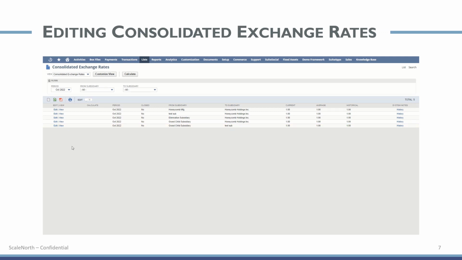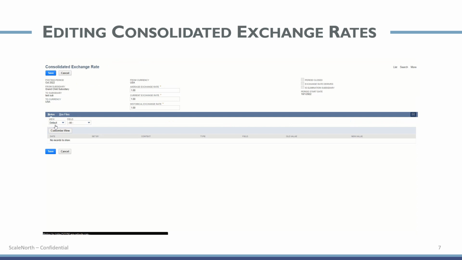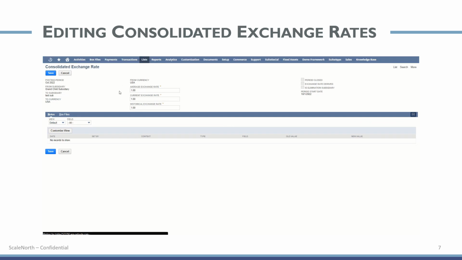To edit your consolidated exchange rates, you can simply click Edit on the specific consolidated exchange rate that you want to modify. On this page, you can specify your average exchange rate, current exchange rate, and historical exchange rate. After that, you can then click Save.